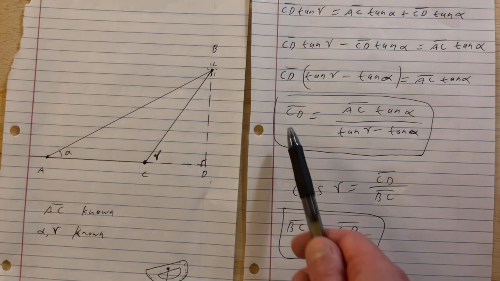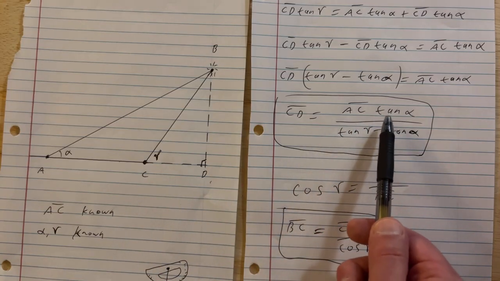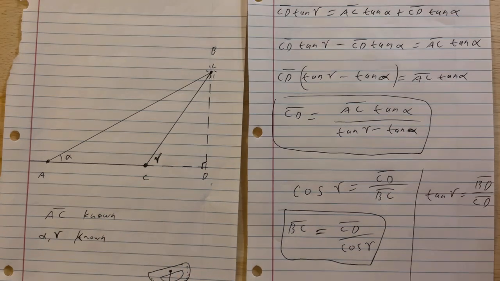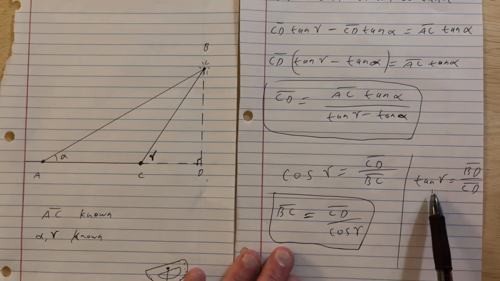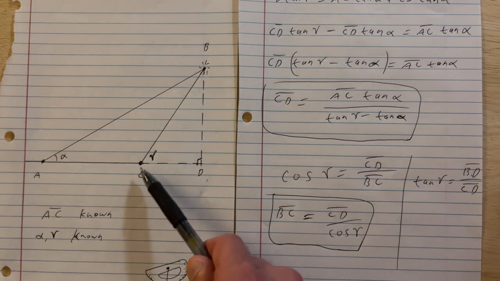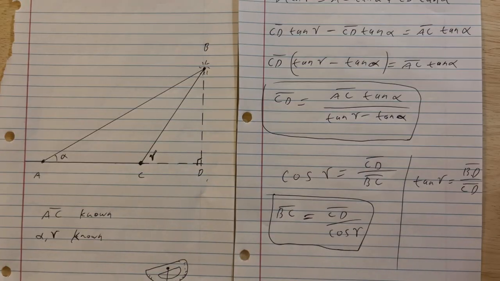Notice in this equation that CD is the only unknown. AC is measured, and tan alpha and tan gamma are both measured. Now that we've solved for line segment CD, we can just use the tangent function right here. Tan gamma will equal BD over CD. We solve for BD. Now we know the height of our cliff. And if you wanted to, you could also solve for line segment CB, which is the hypotenuse. And that's just what I showed right there.